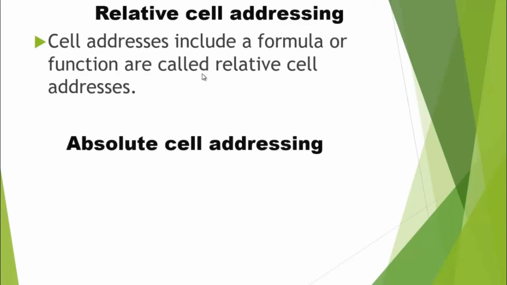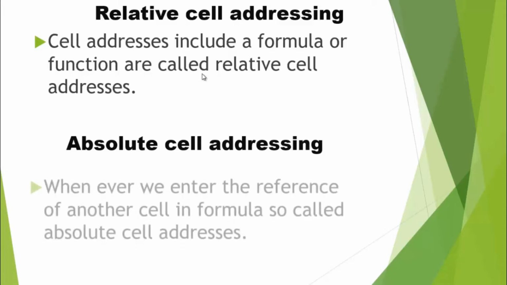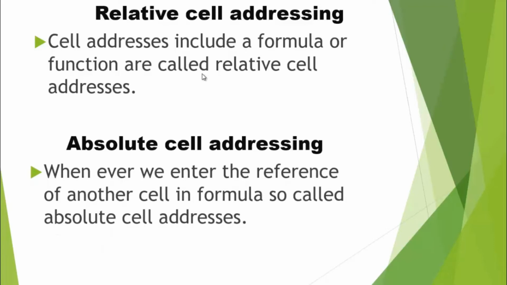The next we have absolute cell addressing. Now what is meant by absolute cell addressing? Whenever we give a reference of another cell in a formula, it is called absolute cell addressing. I will show you practically later what is the difference between relative cell addressing and absolute cell addressing. Absolute cell address means whenever we use another cell reference in a formula, that is called absolute cell address.